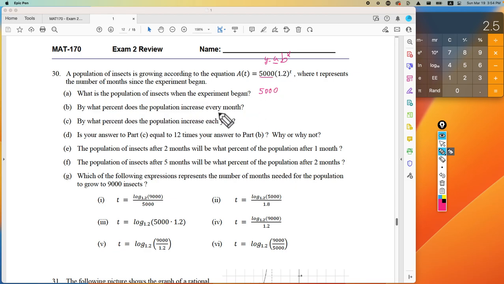By what percent does the population increase each month? So 1.2. And remember, that's the factor. So we turn it into a percentage. We multiply by 100, so that's 120%. And we subtract 100% because that's what we started with. And we can see it is growing by 20%. Positive 20% growth.